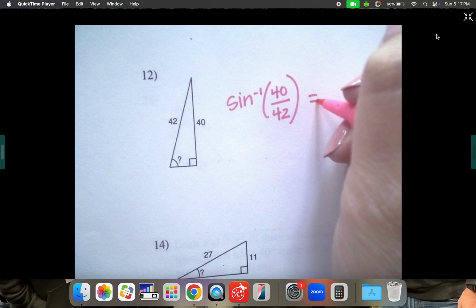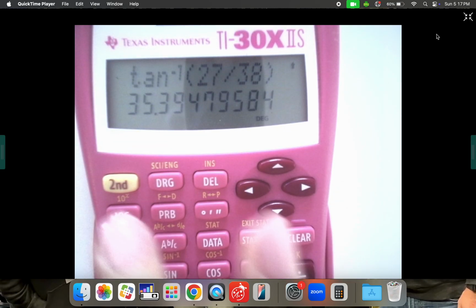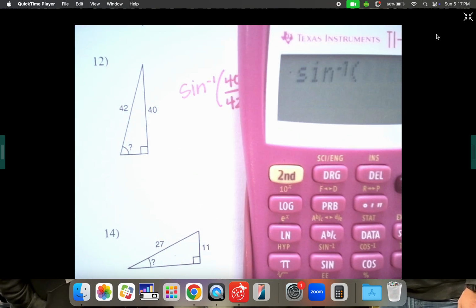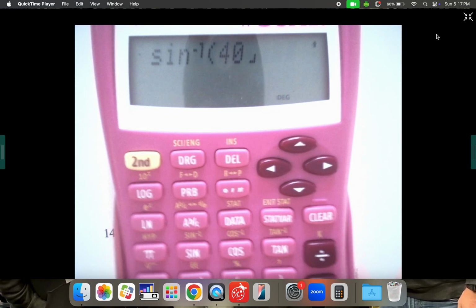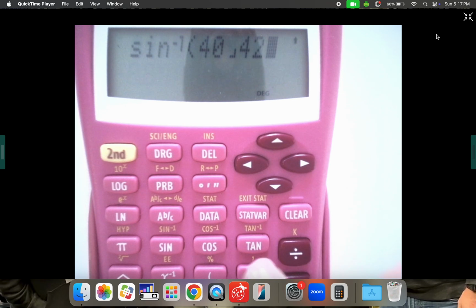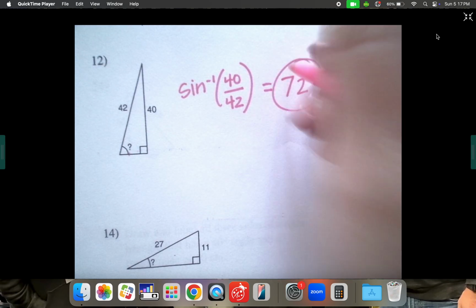Again, you just do it the same way. It's just that I'm choosing a different trig ratio because of the information that it gave me. So inverse sine, 40, I'll use my ABC button this time. ABC, it's the same thing. 42, close my parentheses, equals about 72 degrees. So this angle would be about 72 degrees if we're rounding to the whole degree.